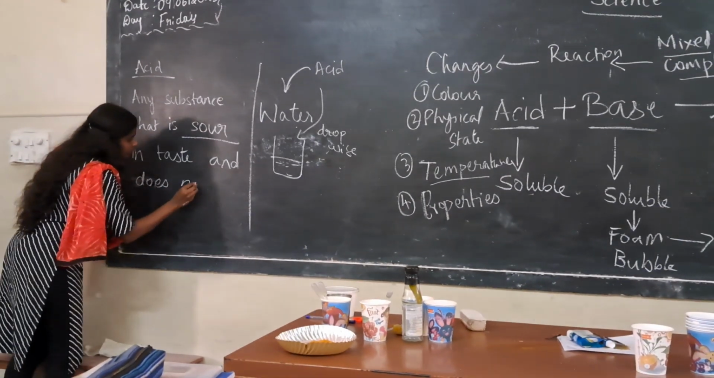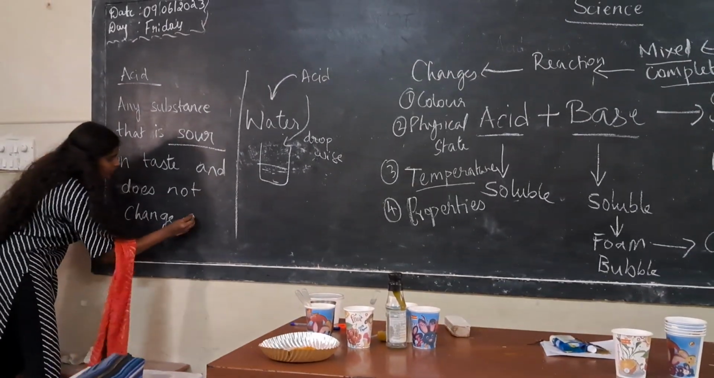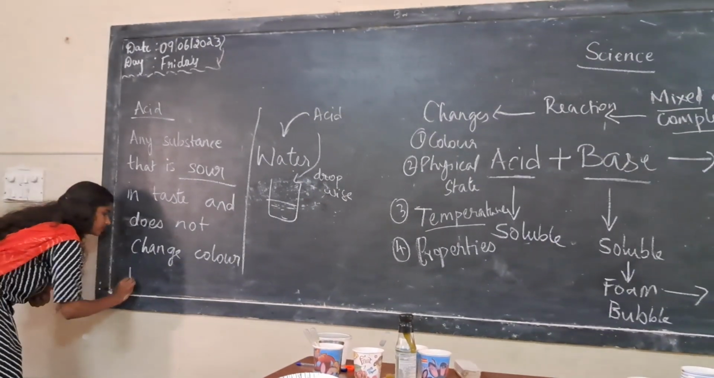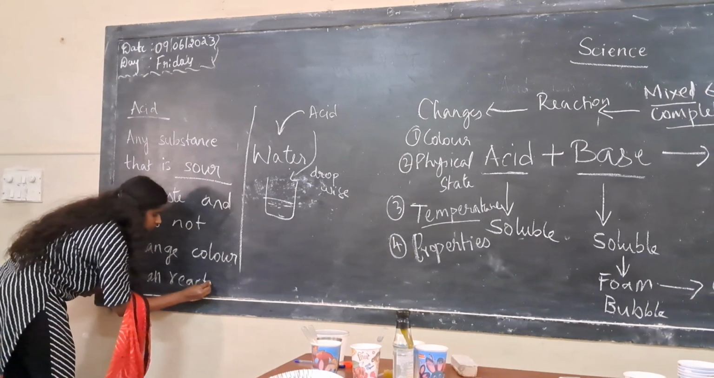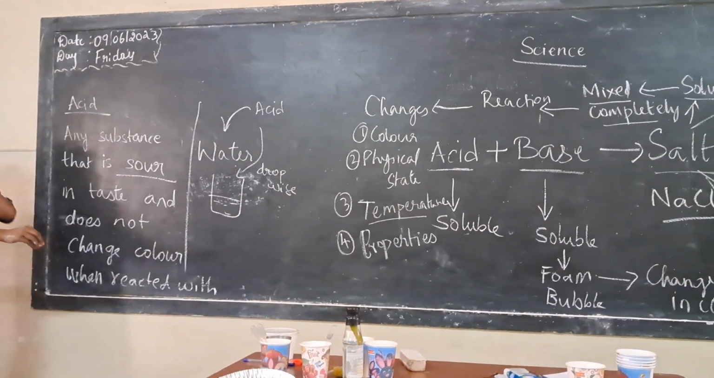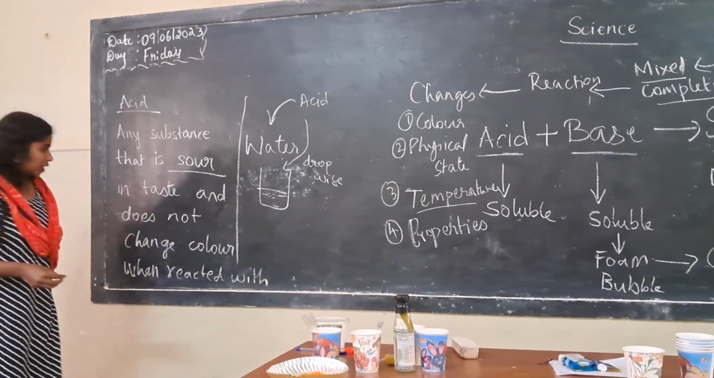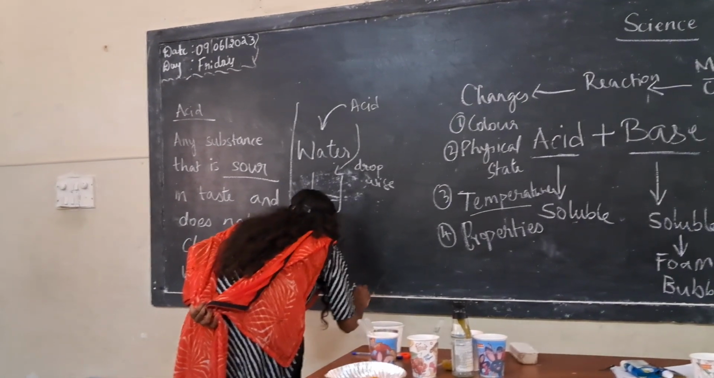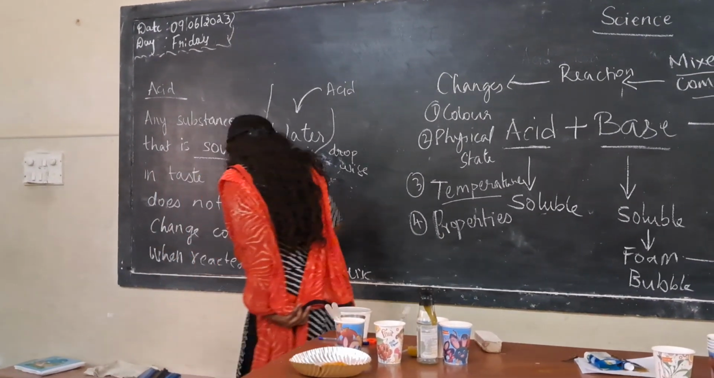And does not change color when reacted with... what did we react with? Acid. Acid is reacting with acid only. Base. What are you reacting acid with? A natural indicator which is called Turmeric. Turmeric. Clear? So you should import.